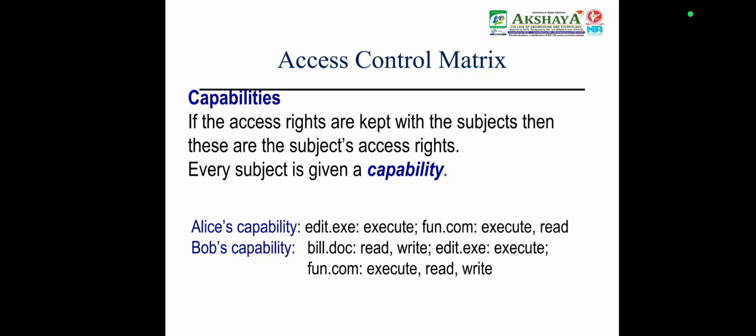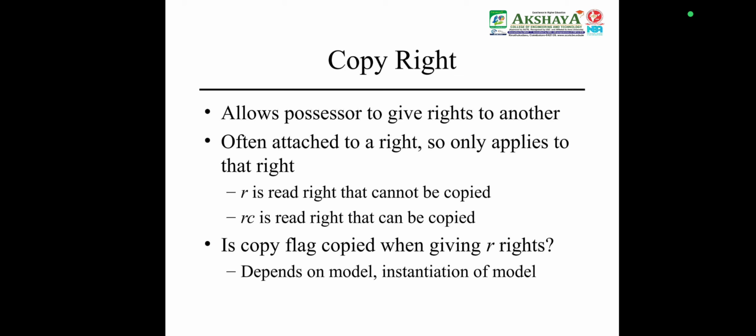Copy right allows the possessor to give the right to another, often attached to a right, so it only applies to that right. R is read, write that cannot be copied. RC is read, write that can be copied. Is the copy flag copied when giving R rights? It depends on the model, the instantiation of the model.